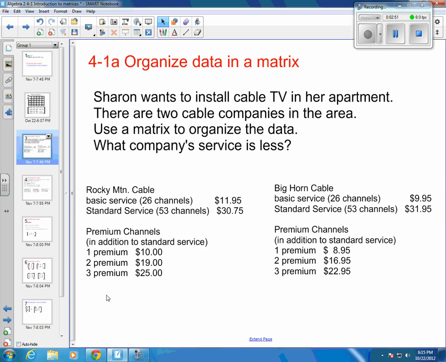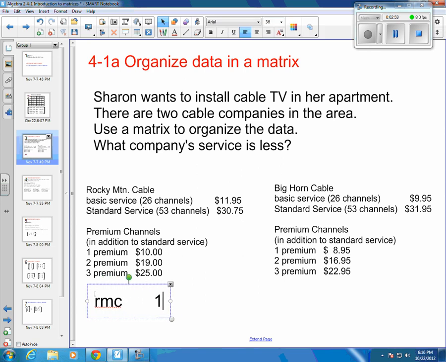So basic service, we can do Rocky Mountain first. So Rocky Mountain cable, I'm going to do first. And that's going to be $11.95, which is pretty darn cheap. And then for standard service, it's $30.75. Now it says 1 premium channel is $10. Well, that's in addition to the standard service. So $30.75 plus $10 is going to be $40.75.